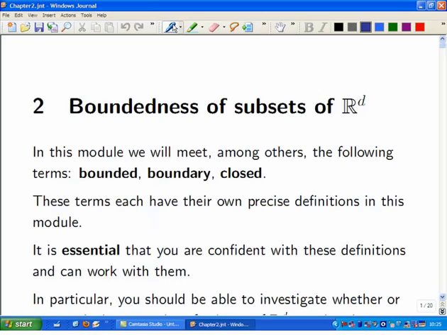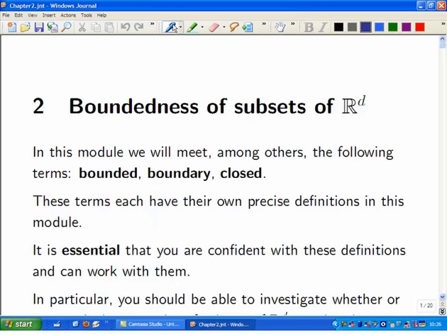Okay, so that brings us on to chapter 2. This is about the boundedness of subsets of R^d. This is a relatively straightforward concept about subsets of R^d. And so, as with many of the other properties in this module, we're going to be looking at sets in d-dimensional space and trying to decide which of them have got a certain property and which of them haven't.